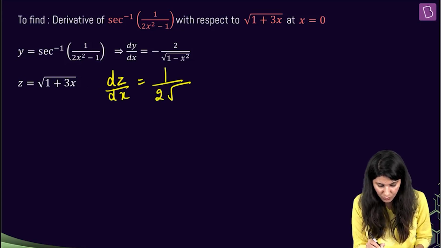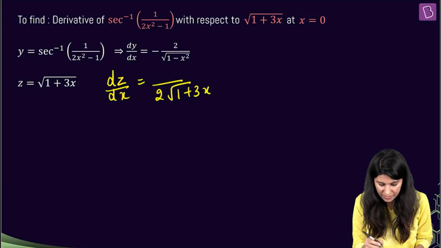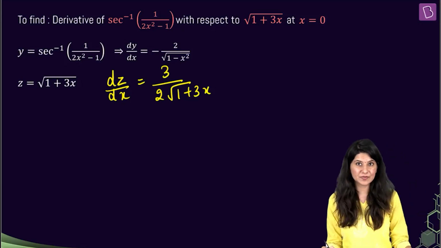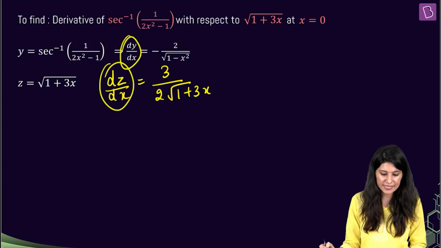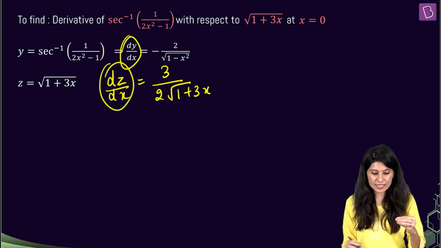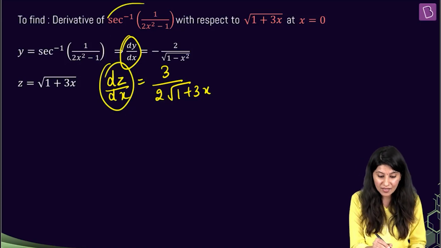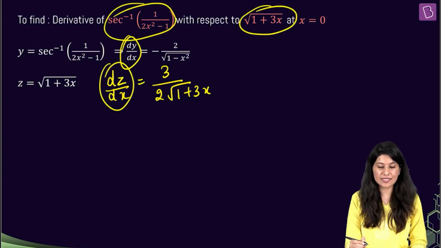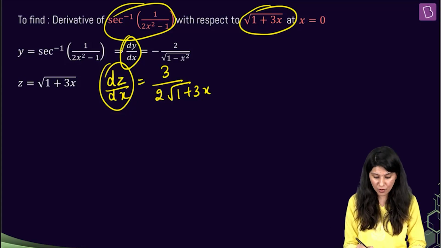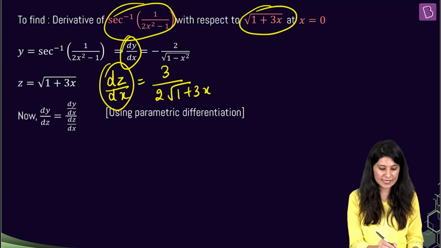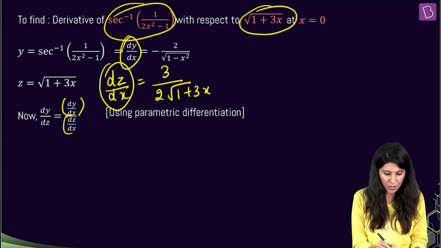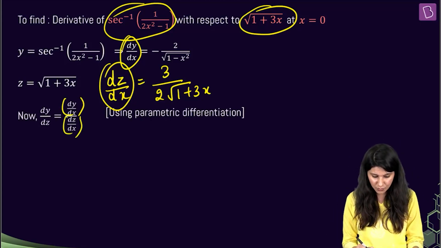1 by 2 root 1 plus 3x, and multiply by 3x by chain rule. Right? Okay. So dz by dx is here, dy by dx is here. If you divide these two, what do you get? dy by dz. That's what you were looking for. Okay. So by parametric differentiation, we all know that dy by dz is dy by dx whole upon dz by dx.